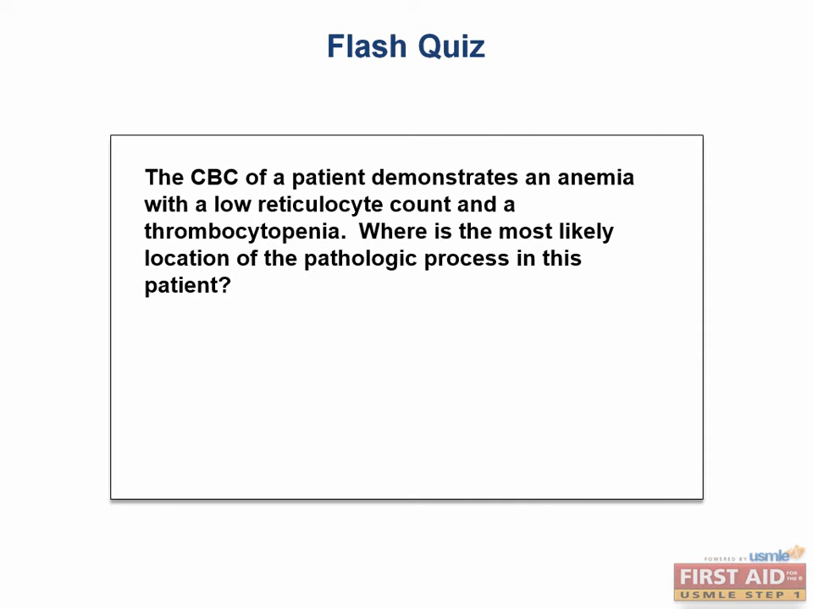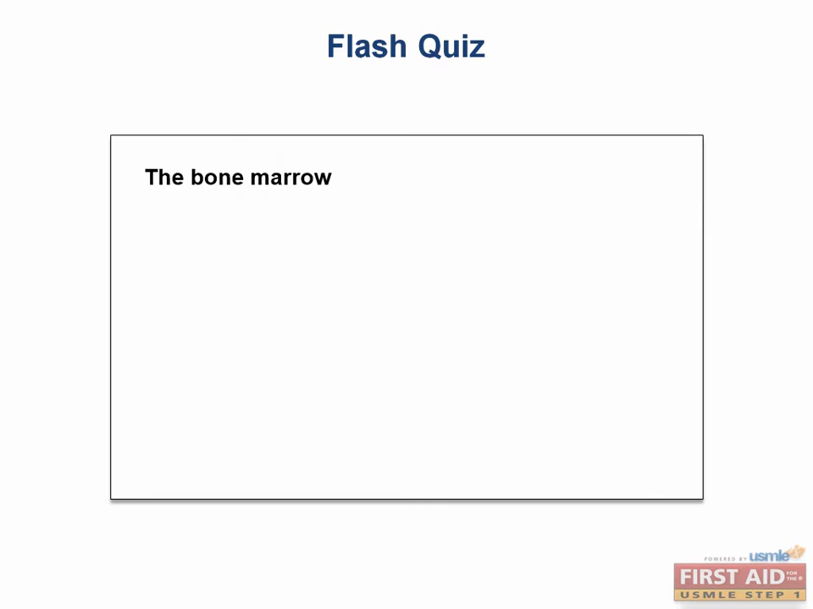Here's a quick flash quiz for us. If the CBC of a patient demonstrates an anemia with a low reticulocyte count and a thrombocytopenia, where is the most likely location of a pathologic process in this patient? Our answer is in the bone marrow, and more specifically somewhere at or before the common myeloid progenitor cell, because both the platelets and the RBCs are low, as well our reticulocyte count is low, and that tells us that the RBCs aren't being replenished as well as they should be.